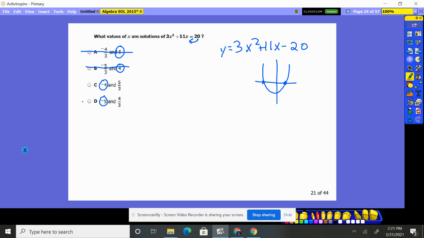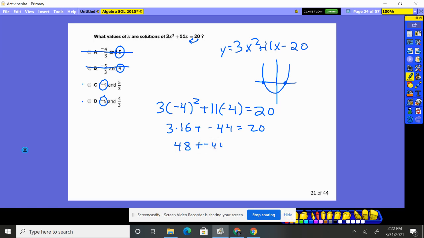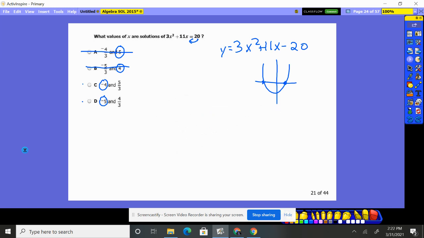Let's just try this guy. Let's try C, I guess. So 3 times -4 squared plus 11 times -4. We're seeing, hey, does that give us a 20? If it does, then we know he's one of the solutions, and the other one must be then 5/3. -4 times -4 is 16. This will give you -44 equaling 20. Now, 3 times 16 is 48 plus a -44, not working. So it's obviously D, but let's just double check in case we've done something wrong.